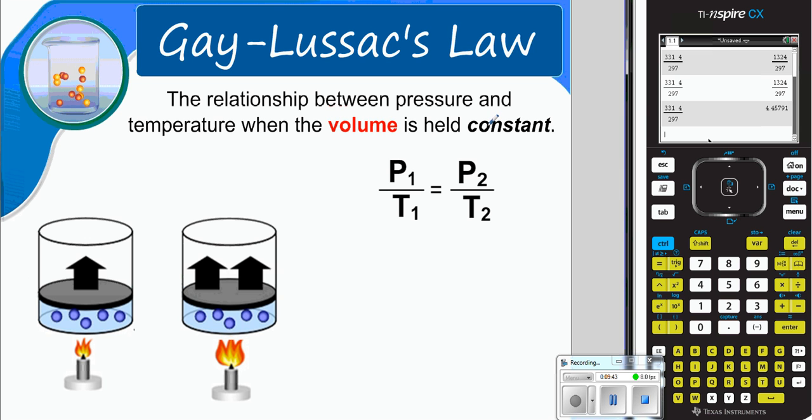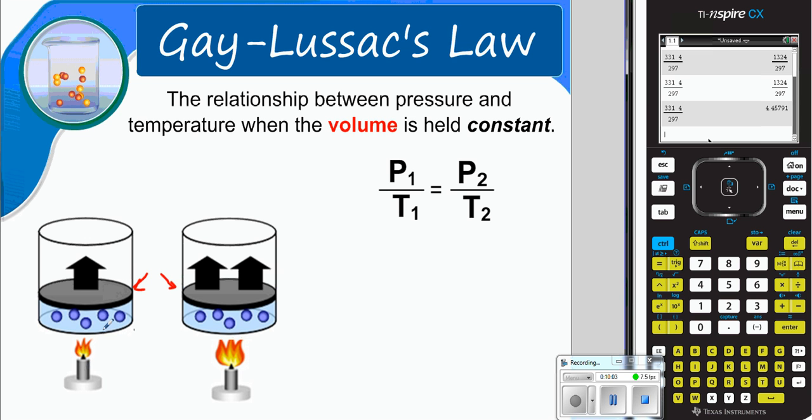Like I spoke about, Gay-Lussac was actually responsible for naming Charles' law. So what we see here is that as you hold volume constant, what happens between pressure and temperature? Volume held constant means our piston can't move.